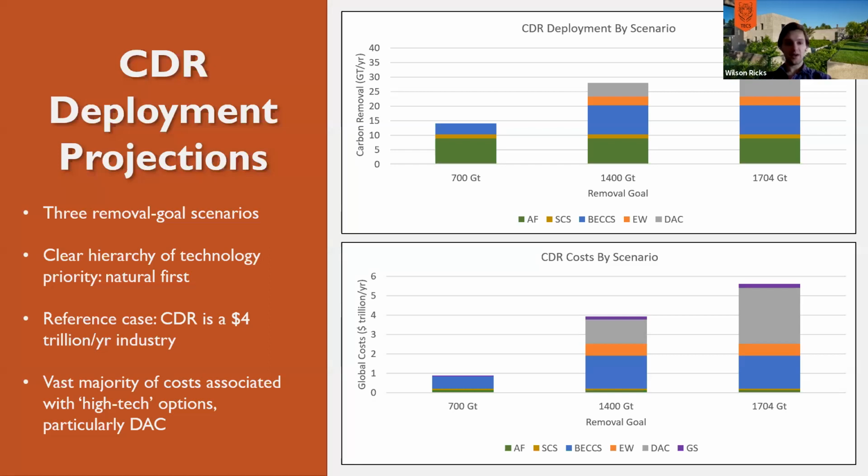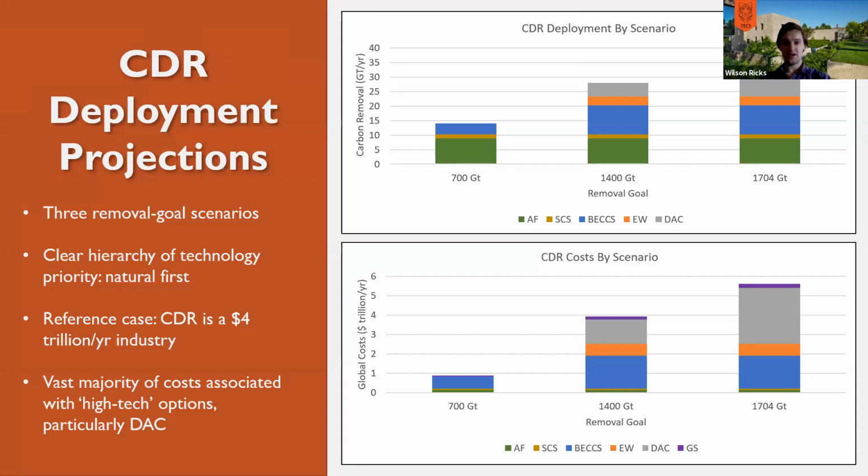We analyzed 3 primary removal goal scenarios, these being 700 gigatons, 1400 gigatons, and 1700 gigatons, corresponding to different goals for global temperature rise over the 21st century. And across these cases, we identified a clear hierarchy of technology priority. So in each case, we see that you start out with technologies that are by far the cheapest, these being natural technologies like afforestation, soil carbon sequestration.